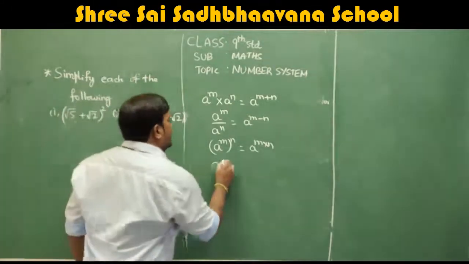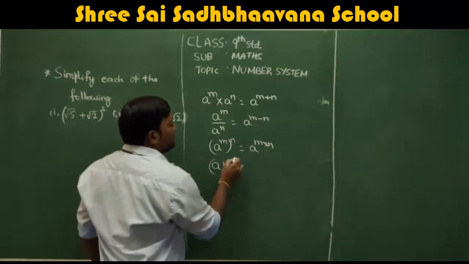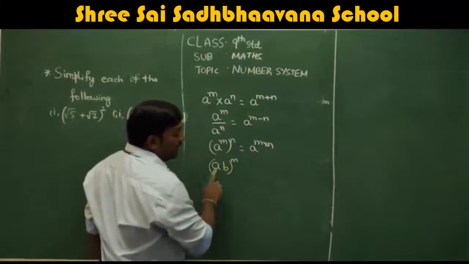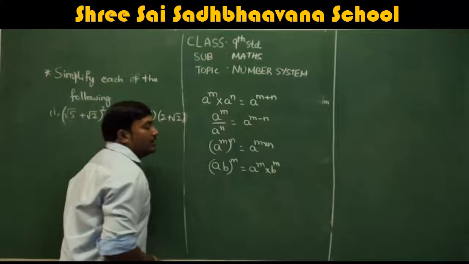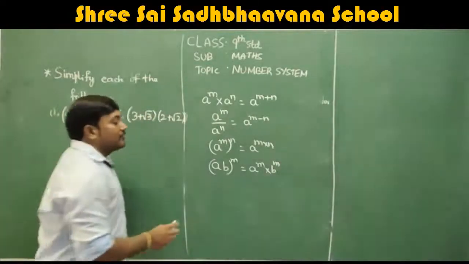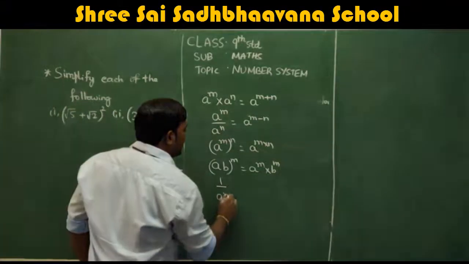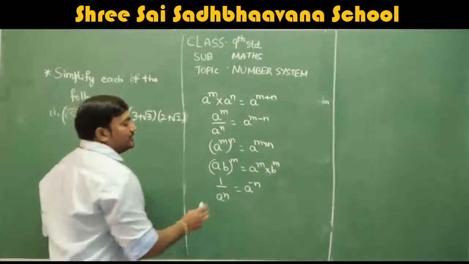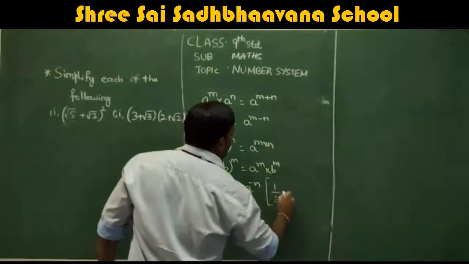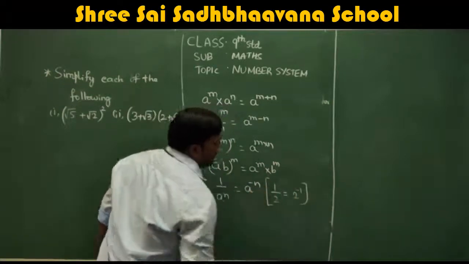And also (ab) whole power m. See here, this m is the power for both. (ab) whole power m can be written as a power m into b power m. Okay, and also 1 by a power n can be written as a power minus n. For this we can take an example. 1 by 2 can be written as 2 power minus 1.